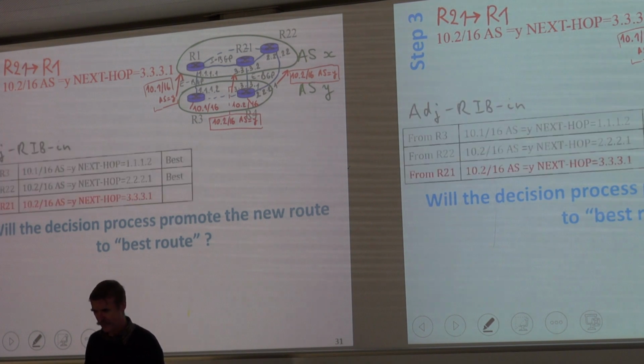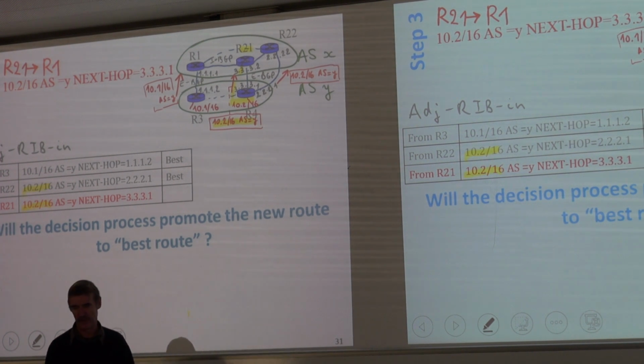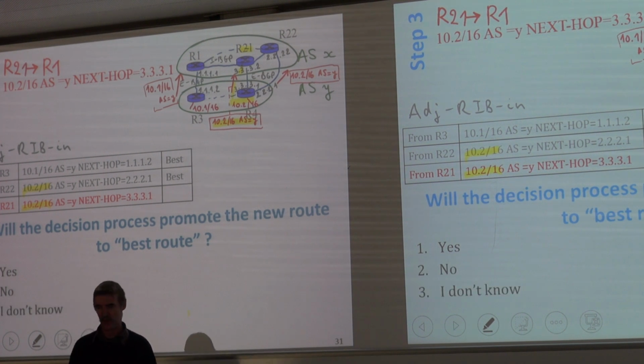Now let's continue. R21 sends to R1 the same information it has learned from the neighbor here. So this one that has been learned from R21 sooner or later also reaches R1. Now we have an interesting case, because now for the route 10.2 we have two routes, one with next hop 222, 1, and one with next hop 3331. What will happen now? Which one will be chosen by R1?